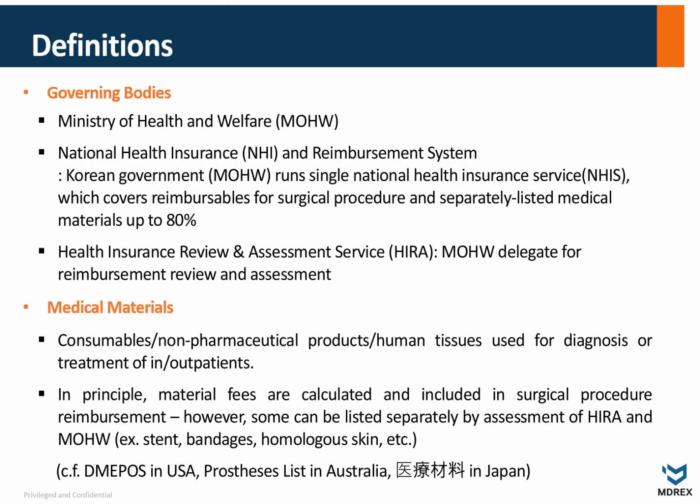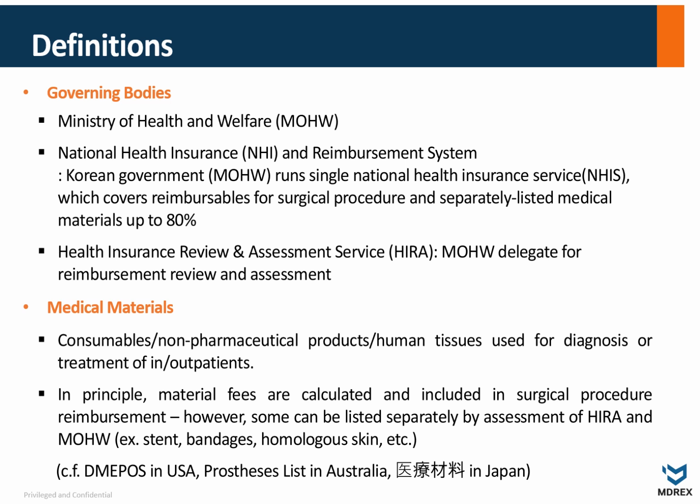First of all, who is governing the reimbursement system in Korea? The Ministry of Health and Welfare is the top-level body governing national health insurance. In Korea, medical reimbursement is based on a single-payer system, which is NHI. The NHI fund covers up to 80% of the medical expenses for surgical procedures and separately listed medical materials. To run the system, MOHW delegates its authority to review and assess reimbursement-related issues.